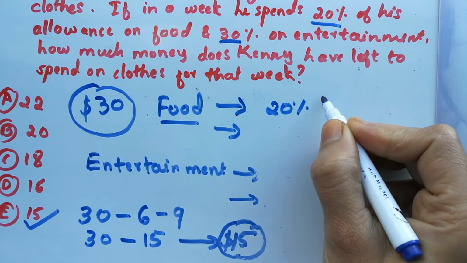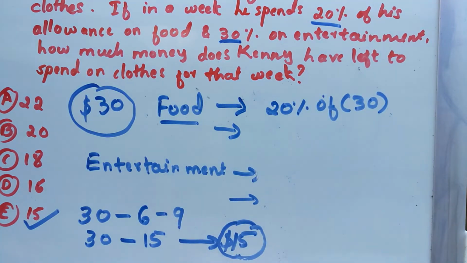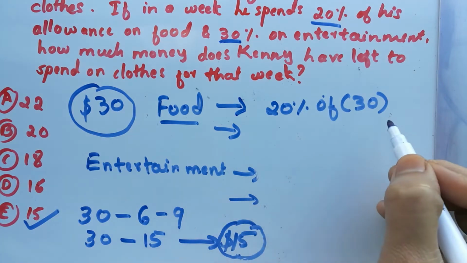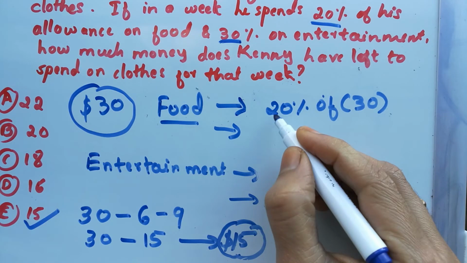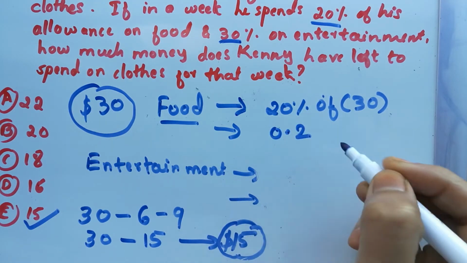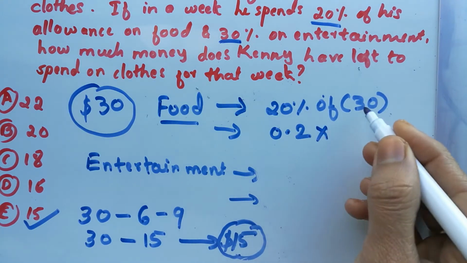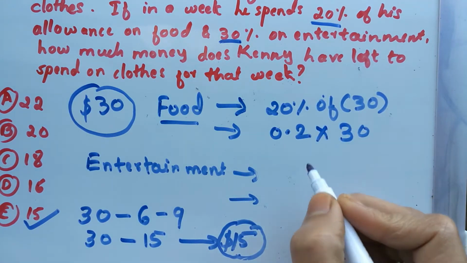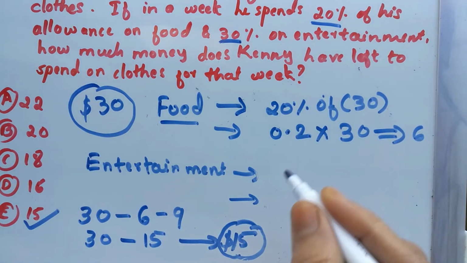20% of 30. You can simplify this whatever the easy way you like to. Or you can simplify as 20% means 0.2. 20 divided by 100, that means 0.2. 0.2 of 30, we'll get 6 only.